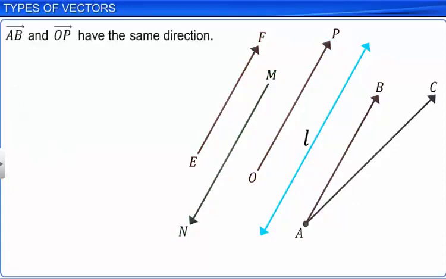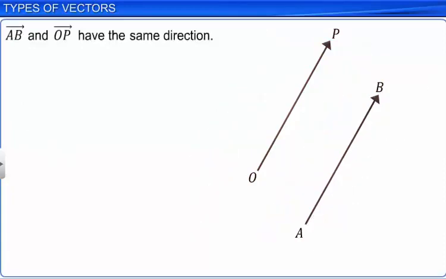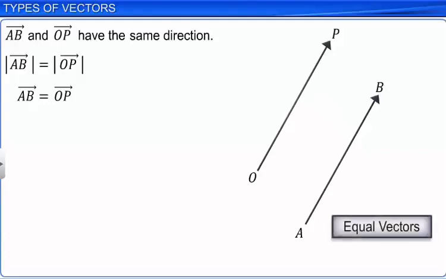Now, consider vectors OP and AB with the same direction and magnitude. Two vectors with the same direction and magnitude are called equal vectors. Hence, vectors AB and OP with the same direction and magnitude are equal vectors. Note that equal vectors may have different initial and terminal points.